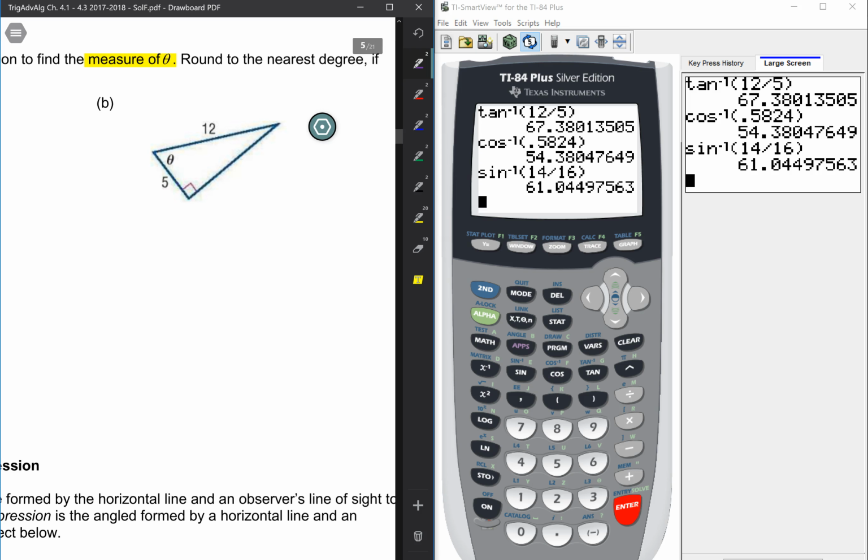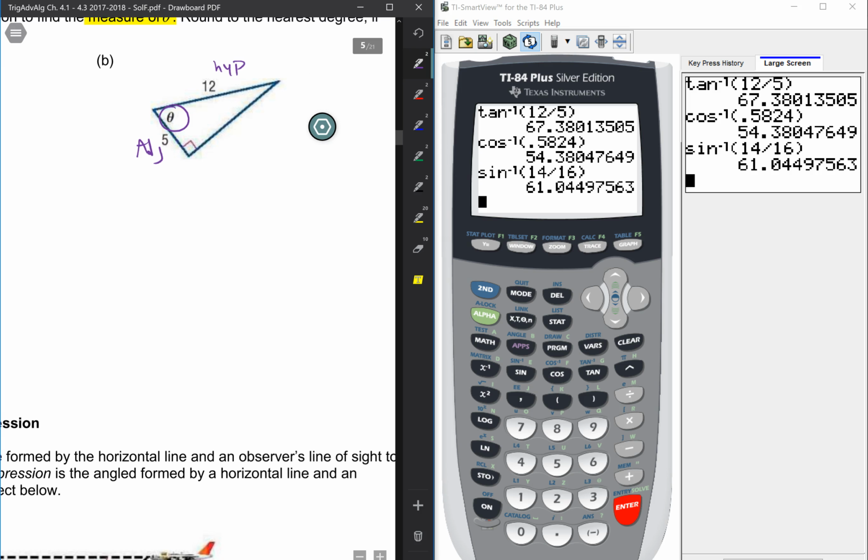The next one, if this is my angle theta, how do I label those sides? What's the 5? Adjacent. And the 12? Hypotenuse. And that would be which function? Cosine. Cosine of theta is equal to 5 over 12. So theta is the inverse cosine of 5 over 12. And how much is the inverse cosine of 5 over 12 these days? 65. All right, I'm taking your word for it.